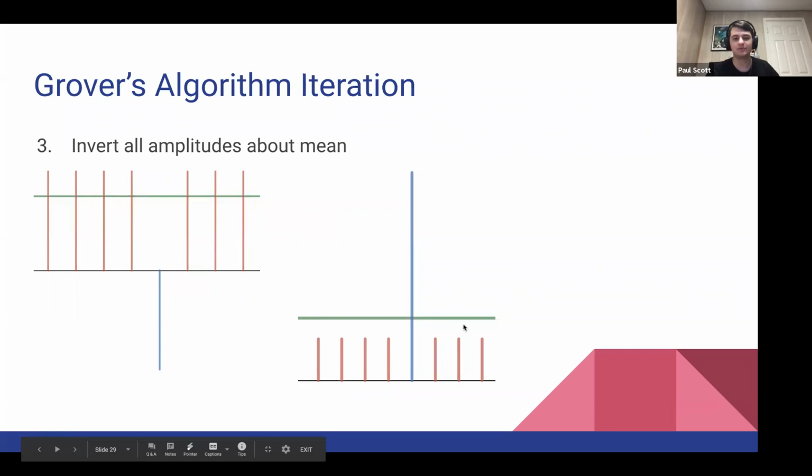So here's the mean from earlier. You can see that all these other probabilities have decreased, as I've shown here. They've destructively interfered and have now decreased. However, the probability amplitude for the element we want has shot up. It's a lot larger now. So now even after one iteration, if we were to measure this quantum superposition, we would have a very good chance of measuring the state that we want.